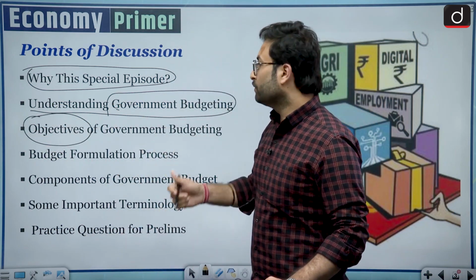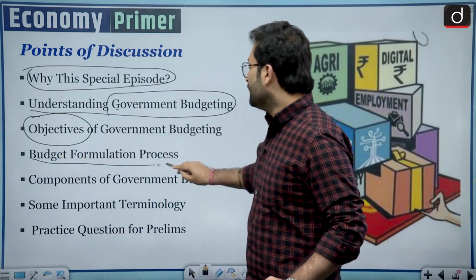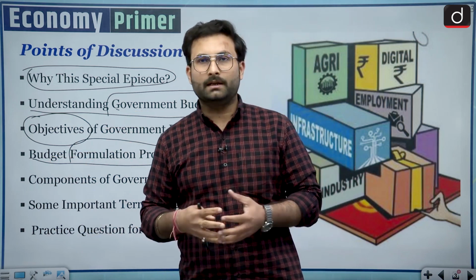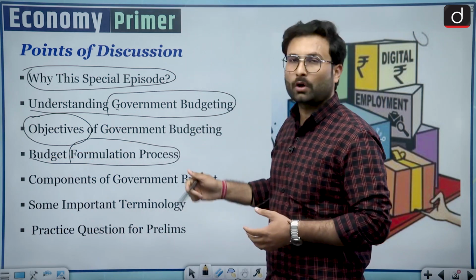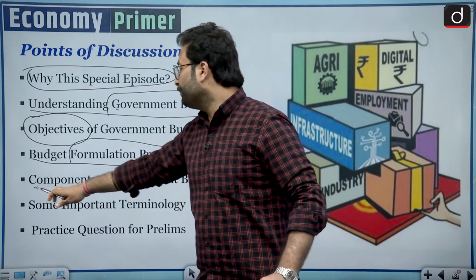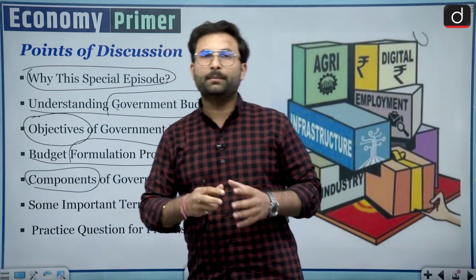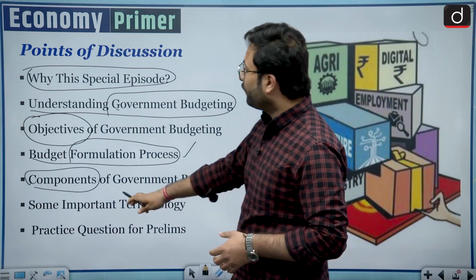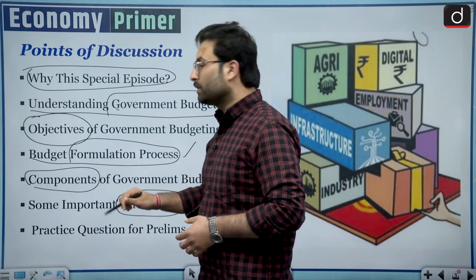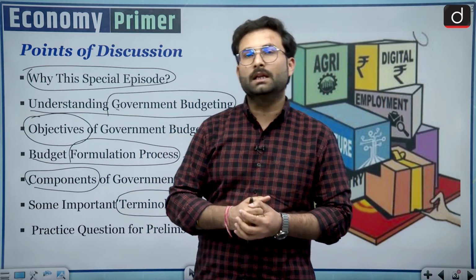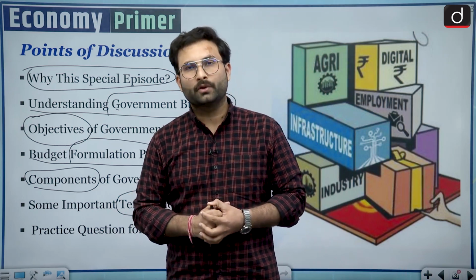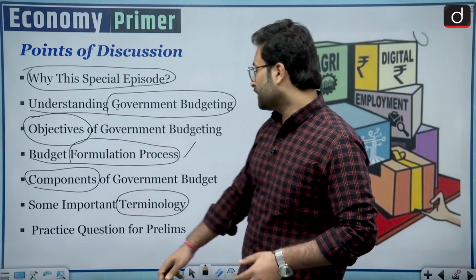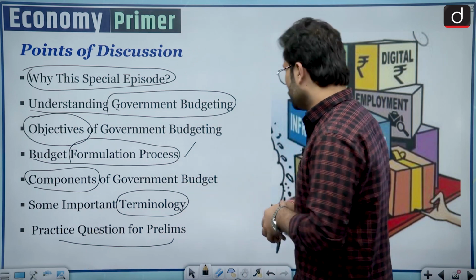Then we'll move forward to the formulation process, the process in which the government and different departments and ministries of government take part in budget formulation. We'll be talking about that, and then we'll talk about the components of the government budget. So the government budget has different parts. We'll be talking about that, and then some important terminologies which are important for your budget. Other than that, when we are talking about the overall economy portion, the terminologies will be important for you. Okay, there are chances that they might be asked directly in the examination. And then practice questions for your prelims. Okay, so let's move forward.